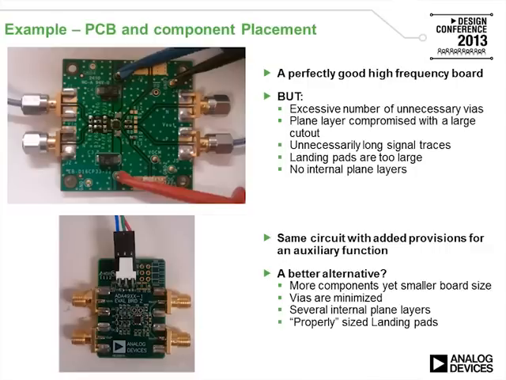Same circuit as the above one, but this circuit has provisions for an auxiliary function. Is this a better alternative? There are more components, yet a smaller board size. Vias are minimized. You hardly see any vias. Several internal plane layers. And the landing pads are sized for 5% over rather than 30%.